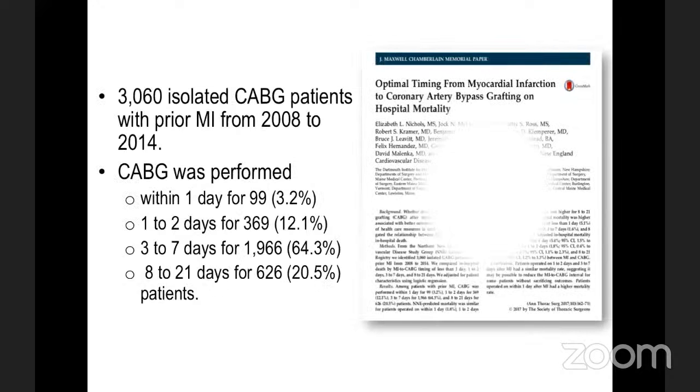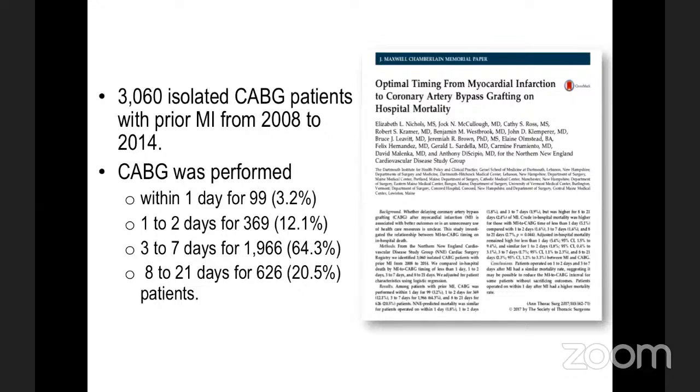The other study was published in 2017, with around 3,000 patients who had isolated CABG with a prior MI from 2008 up to 2014, and they again divided the patients into four groups.